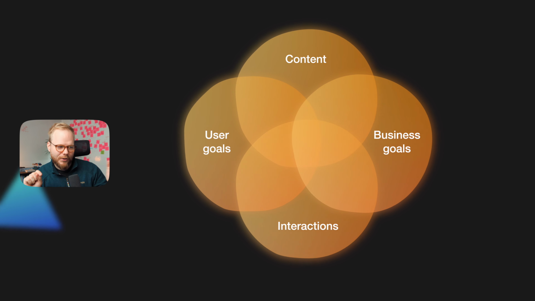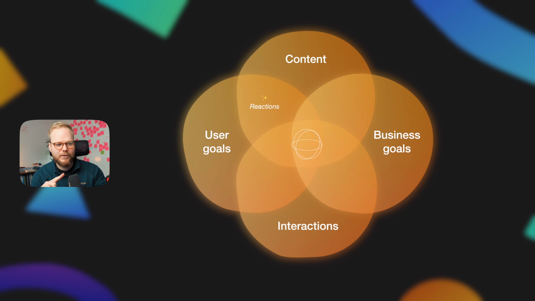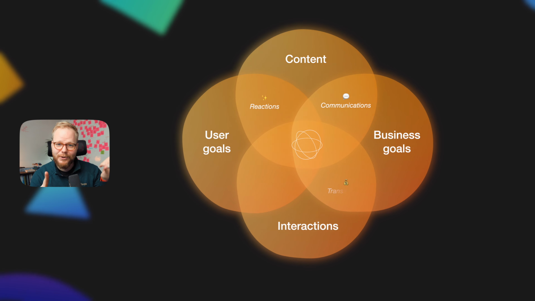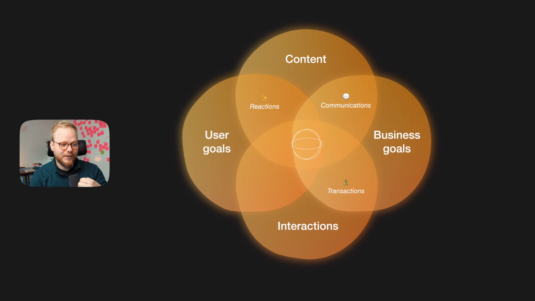Between the content and user goals, you're going to have reactions. Between the content and business goals, you have communications. Between interactions and business goals, you're going to have transactions. And user goals and interactions would make actions. I hope that's self-explanatory because in the middle of it, you will have UX.